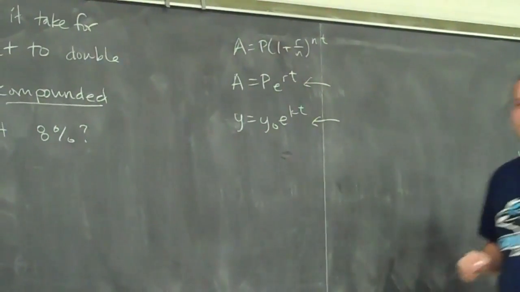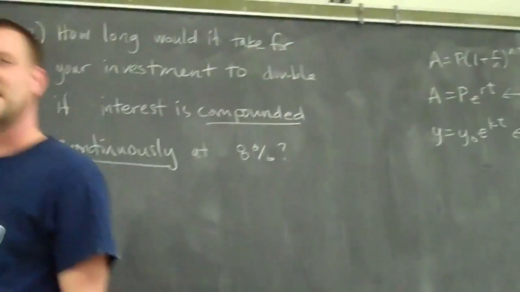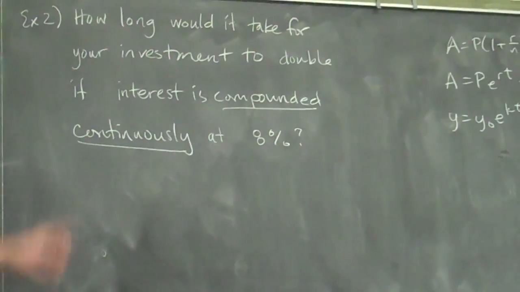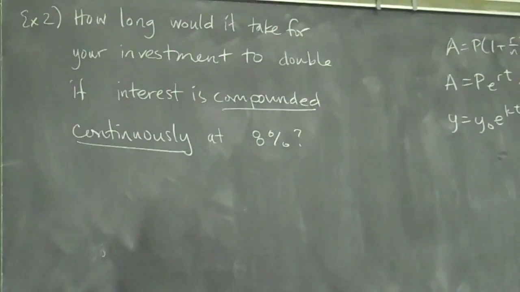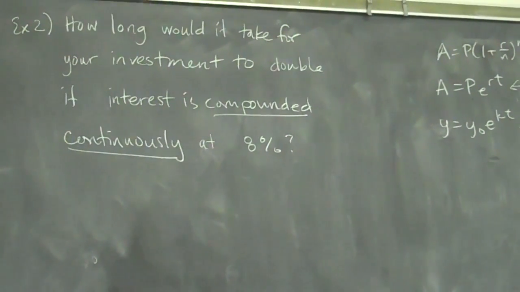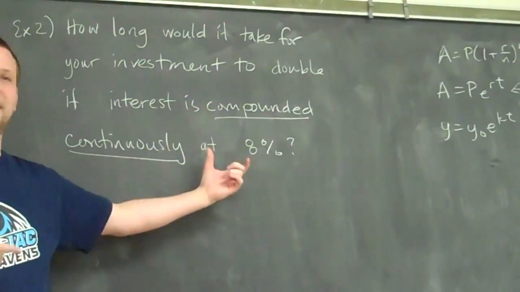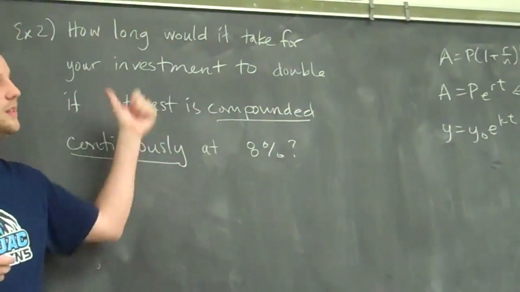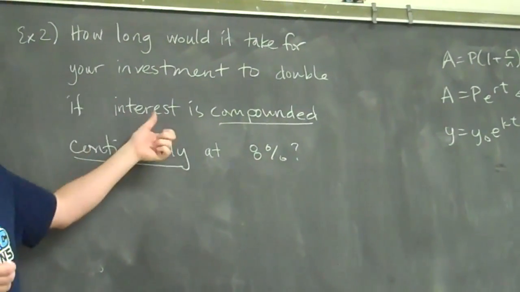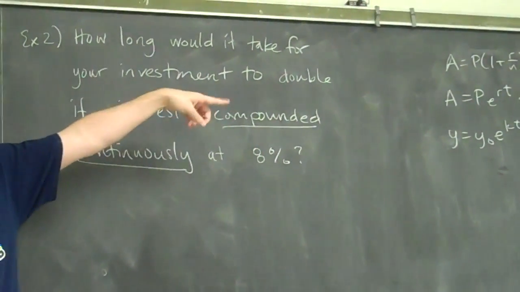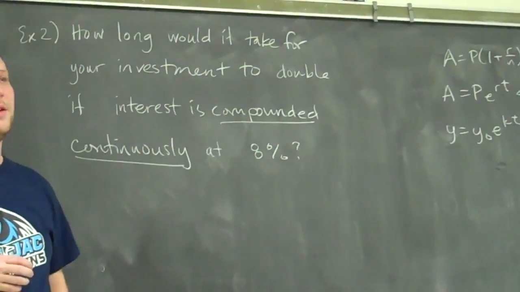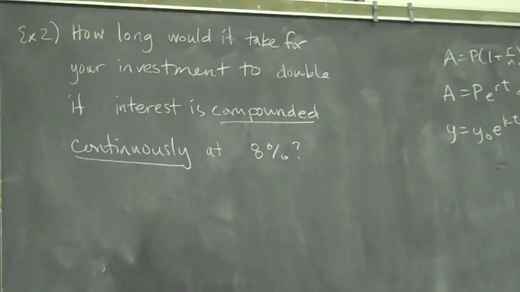So, here you go. I gave you the only number you need to answer this question. How long does it take for your investment to double? How much did you invest? It doesn't matter, right? The only thing that matters for double times is the growth rate. So how long would it take for your investment, your principal, to grow if the interest is compounding continuously? So we're using one of those two bottom equations at 8%. So what does this look like to you?